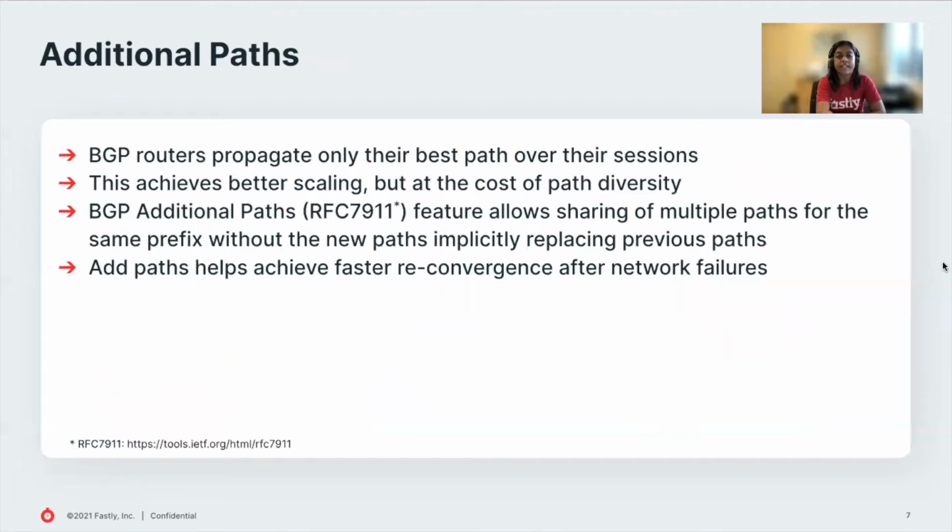So let's talk about additional paths. We mentioned that whenever BGP computes the best path, it always shares only the best path over a session. It doesn't share all the paths that it has. And this is good for scaling. If you have tons of paths to reach a destination and tons of destinations as well, this could often reach a very large number. However, you are cutting back on path diversity. So all the nodes that are behind you now don't know all the other ways they could reach destinations.